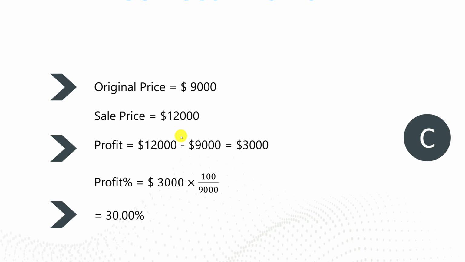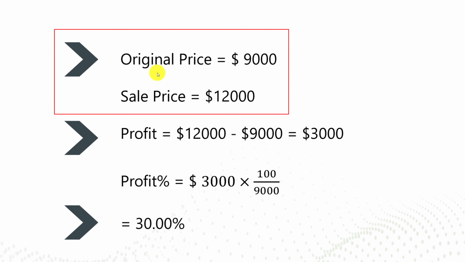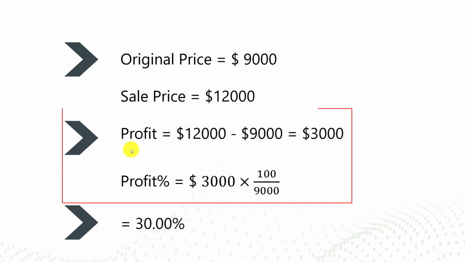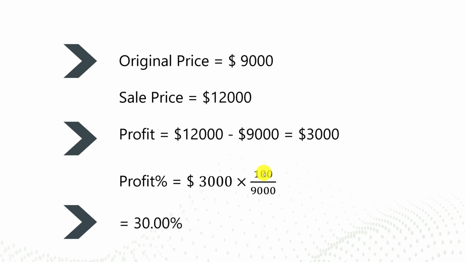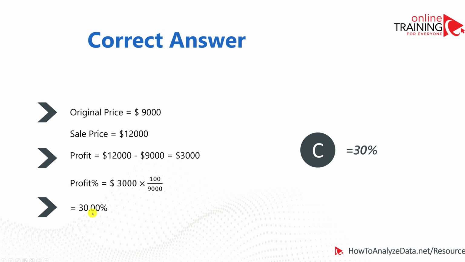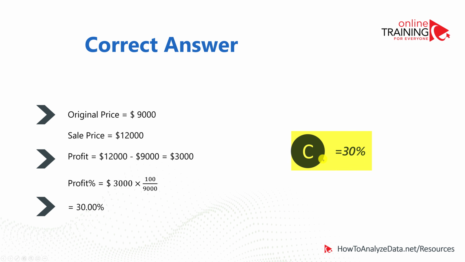Let's recap. Original price for the vehicle was $9,000. Sale price was $12,000. Profit is $3,000 and is calculated as $12,000 minus $9,000. The profit percentage is calculated as $3,000 divided by $9,000 and multiplied by 100 and is equivalent of 30%. So choice C is correct.